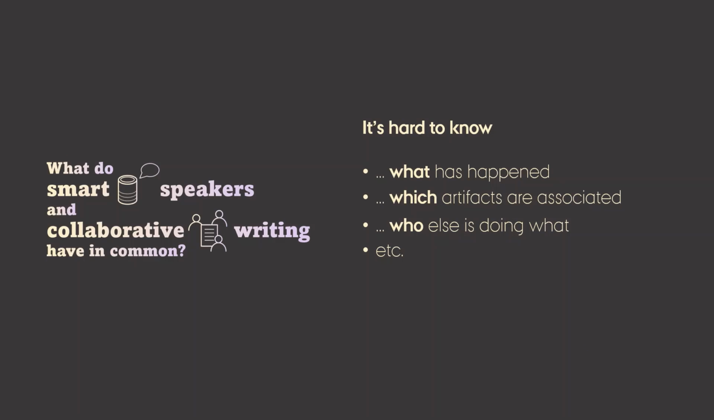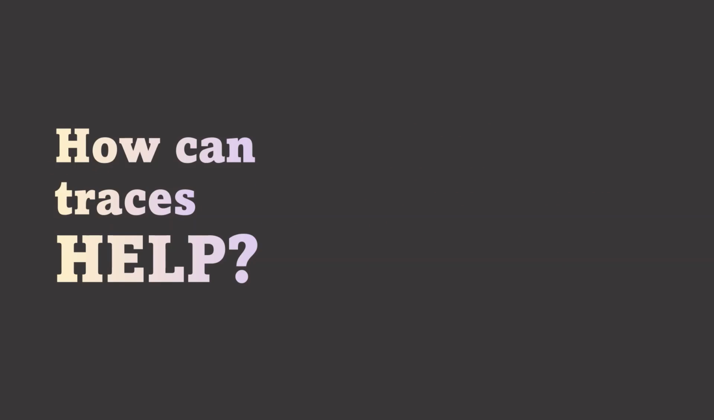These examples reveal shared challenges between the two cases. In both cases, it's hard to know what has happened, which artifacts are associated with each other, and who is in control or whose turn it is to do something. And this is just to name a few of the challenges. But how can traces help? Or more accurately, how can thinking in terms of traces be useful when we try to understand or design for scenarios like these? Before I get into a general understanding of traces, I'll provide some examples of opportunities that are shared across the two cases.